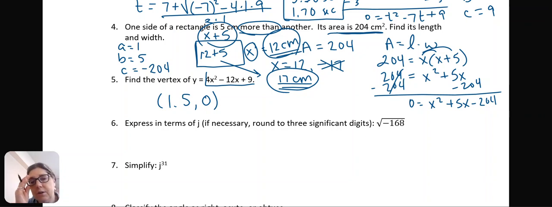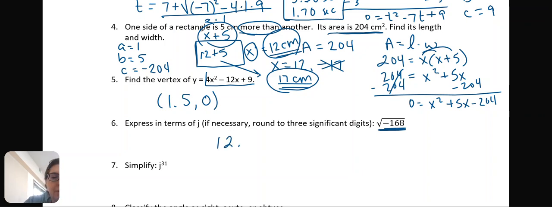Okay, express in terms of j. So in this case, I have a negative under the square root, which is not possible mathematically. You can't multiply anything by itself and get a negative, so that's why this j has come about. So we're going to just plug that in, but I got to get back to my calculator first. So right now we're in the graph, right? So go back to escape, and then that little tiny calculator, push it again, takes you back to here. So we're going to do square root of negative 168 and hit enter.